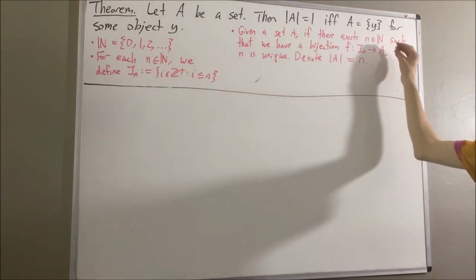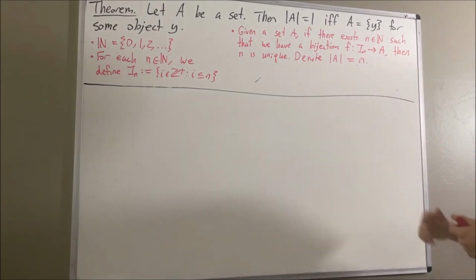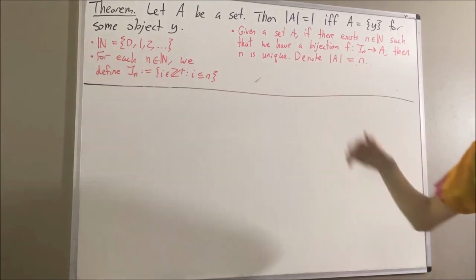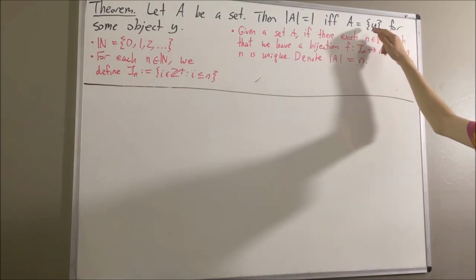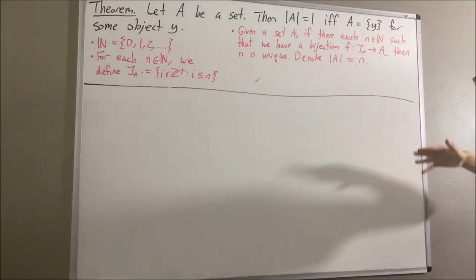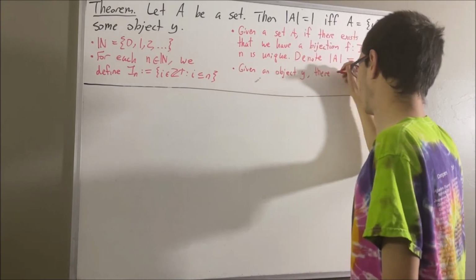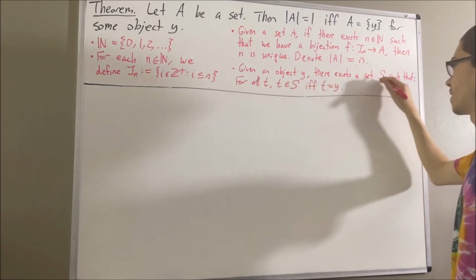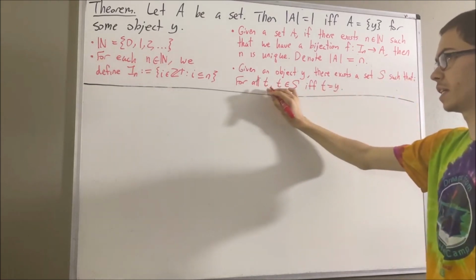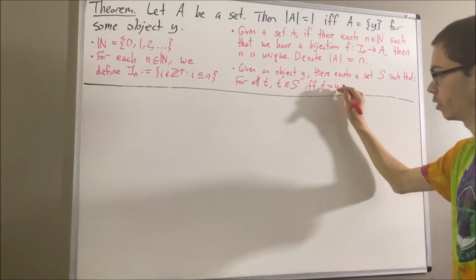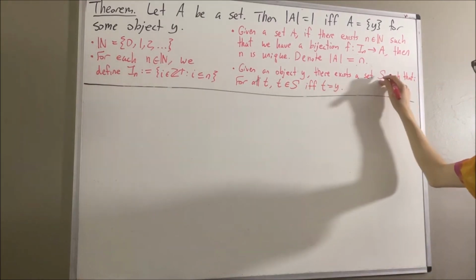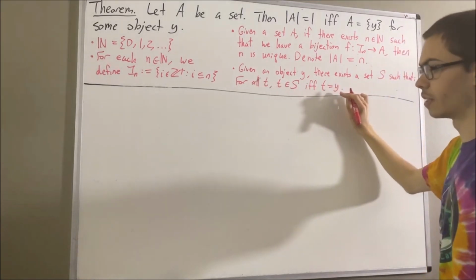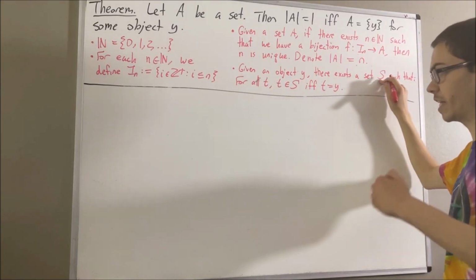Right, and these types of sets are what we call finite sets. And how do we know that this natural number n is unique? Well, we've proven that in a previous video. And next, what do we mean by singleton set? Well, what we mean here is the following. Given an object y, there exists a set S such that for all objects t, t is an element of S if and only if t is equal to y. It turns out S is unique. In other words, S is the only set which satisfies this statement. And we call this set S the singleton set of y.